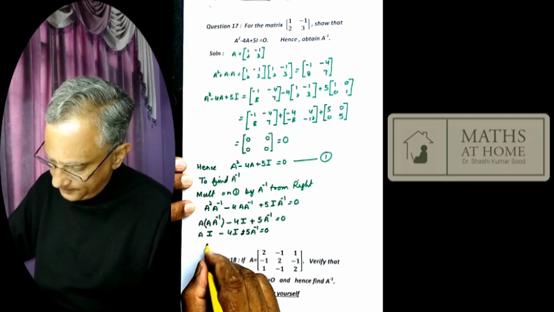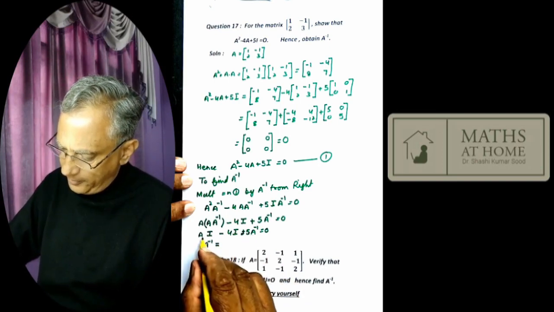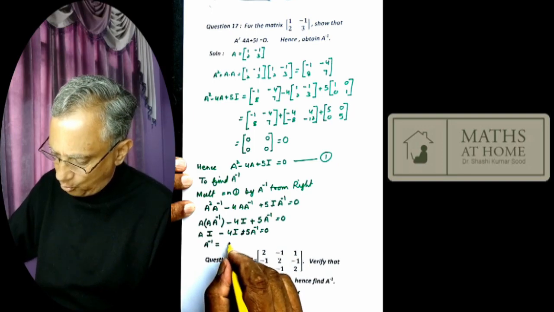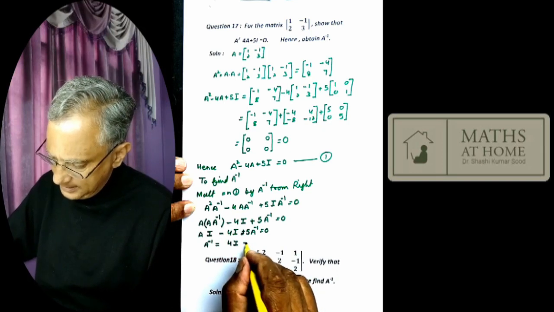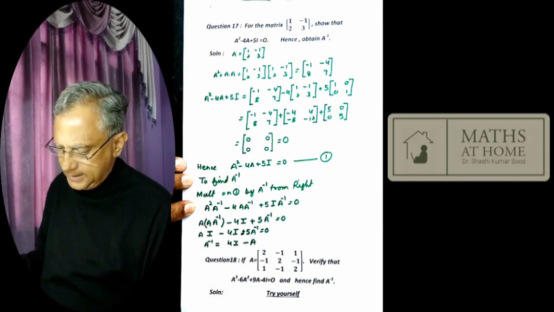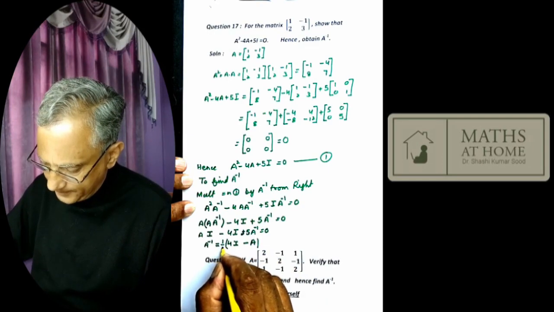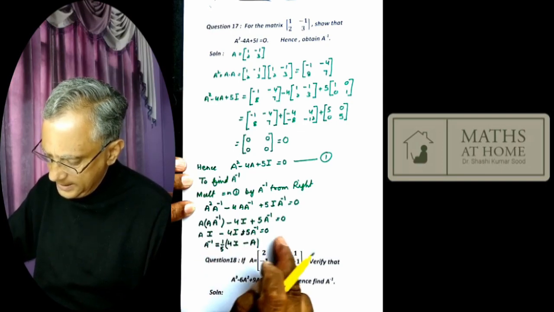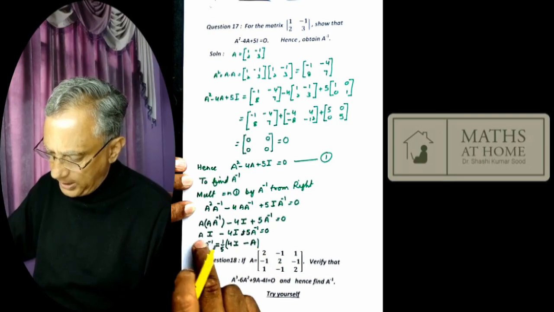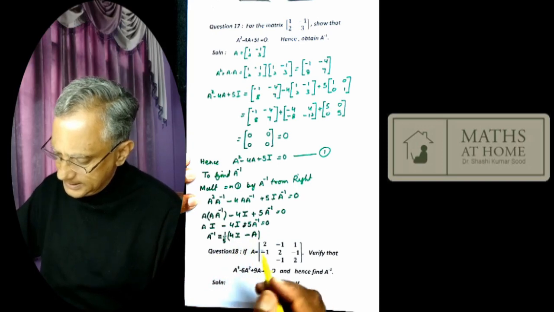And therefore, A inverse will be, we will take these to the other side. So what we get is 4I minus A. 4I minus A divided by 5. 5A inverse is equal to 4I minus A. A into I is A. So A inverse is 1 by 5, 4I minus A.